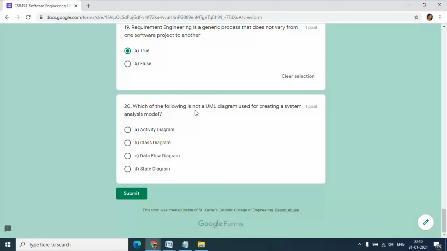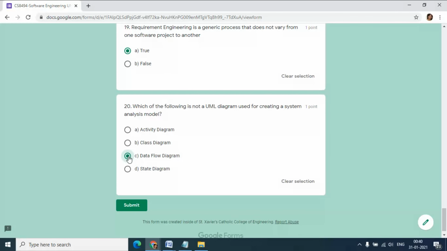Which of the following is not a UML diagram used for creating a system analysis model? Activity diagram, class diagram, and state diagram are UML diagrams. But the data flow diagram is not a UML diagram. It is useful for creating a system analysis model. So the answer is option C, data flow diagram.